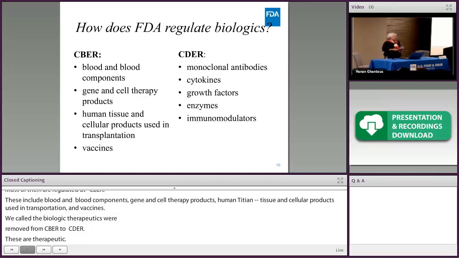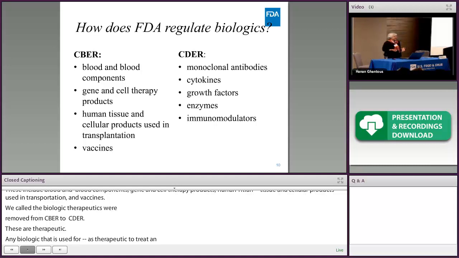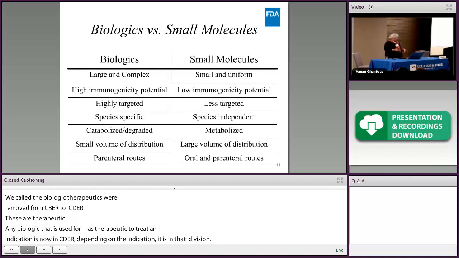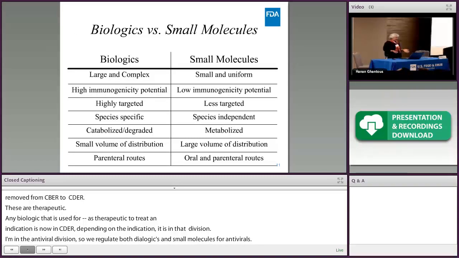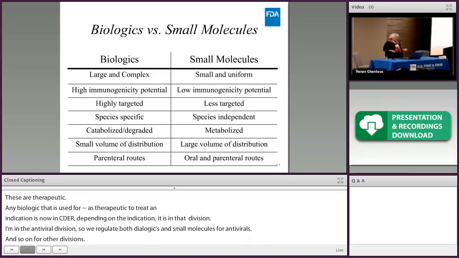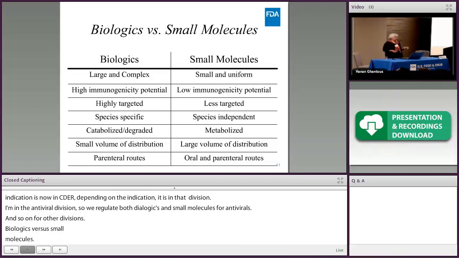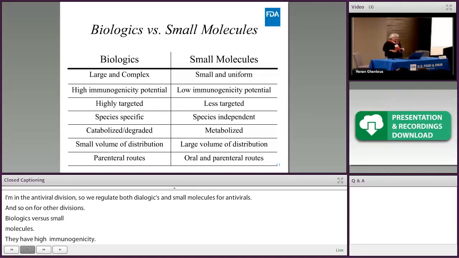Like I'm in the antiviral division, so we regulate both biologics and small molecules for antivirals, and so on for other divisions. So biologics versus small molecules, the differences between them: biologics are large and complex, small molecules, of course, are small; high immunogenicity to low immunogenicity. Biologics are highly targeted. They bind to a certain receptor. The small molecules are not.